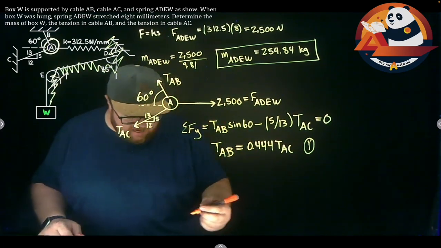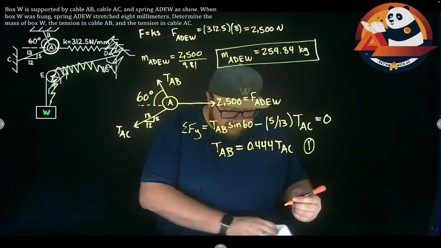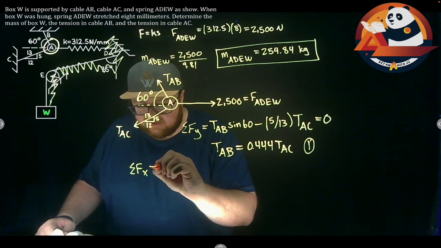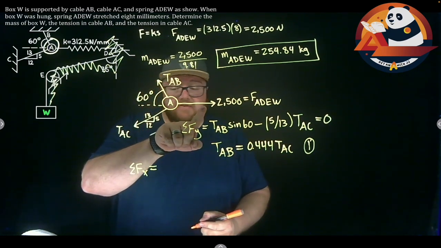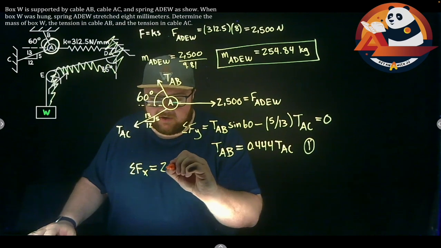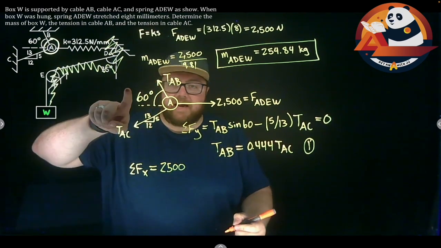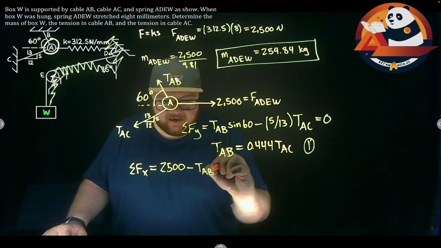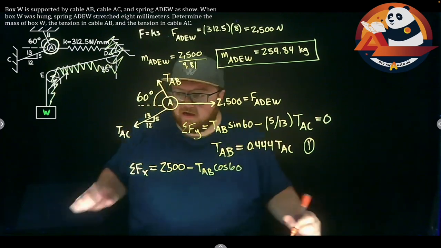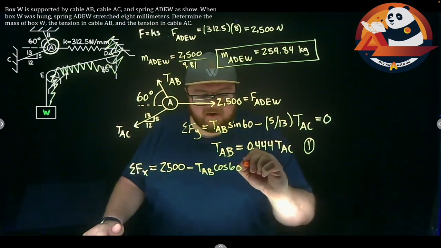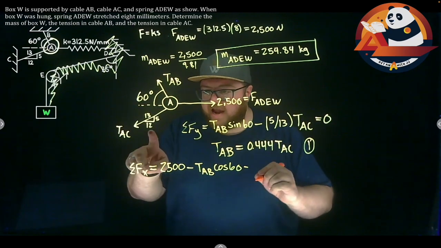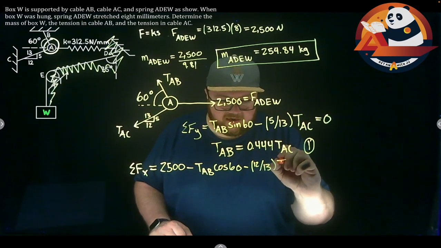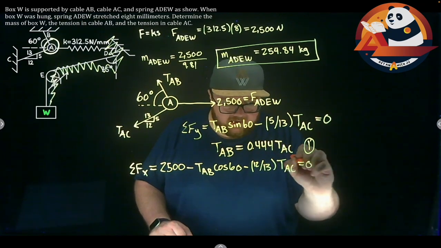I can also sum forces in the x. So let's go ahead and tackle that one. If I sum forces in the x direction, the 2,500 is entirely in the x, so 2,500. TAB points to the left, so it's negative, minus TAB cosine 60. And TAC points to the left, so it's also negative, minus our x leg of the triangle, 12, divided by the hypotenuse, 13, TAC equals 0.